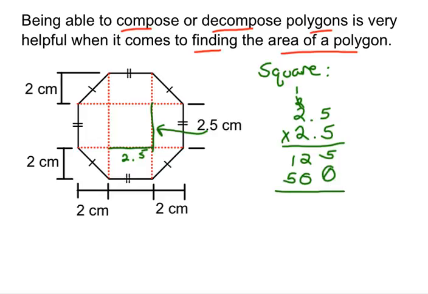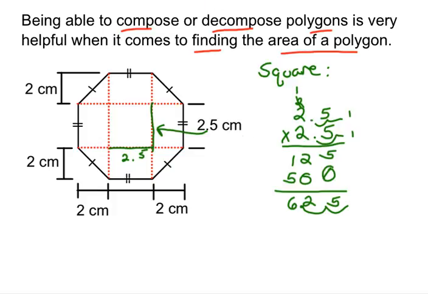Add my partial products. 5 plus 0 is 5. 2 plus 0 is 2. 1 plus 5 is 6. Decimal point over 2 place values, because it comes out 2 place values. So I come over 1, 2 place values and put my decimal point. So the area of my square is going to be 6 and 25 hundredths of a centimeter.